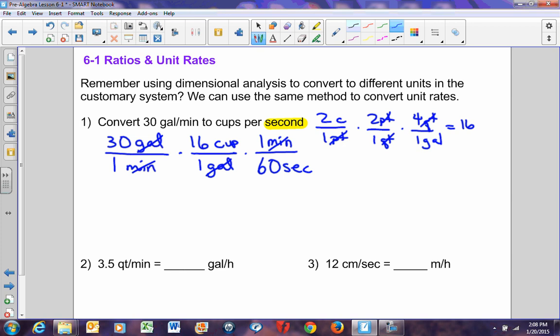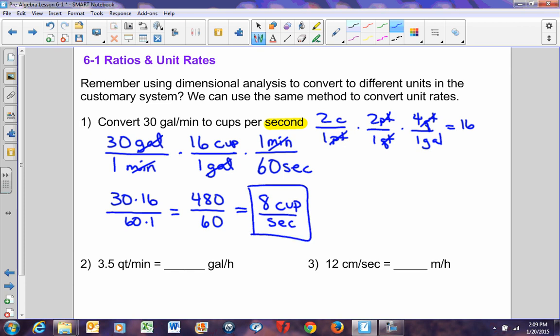So I can simply multiply 30 times 16 over 60 times 1. 30 times 16 is 480 over 60. That tells me there are 480 cups in 60 seconds, but I don't need 60 seconds. I need 1 second. So we'll divide 480 by 60, and we will get 8 cups per second. And I would expect to see all of this work in your homework.